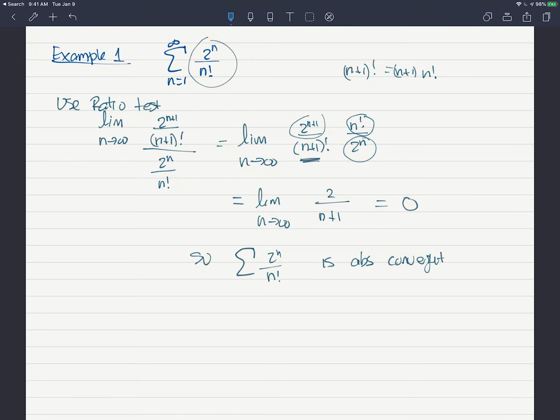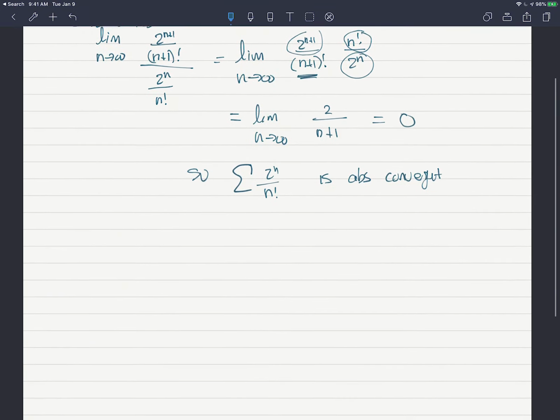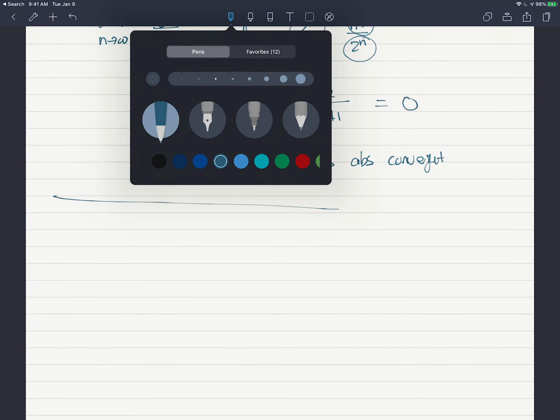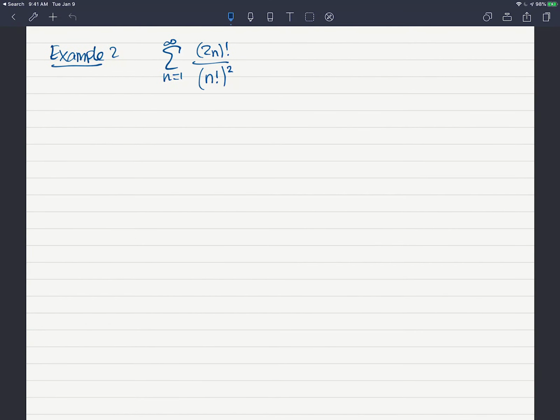I may have time for one more before my time's up, and I can only post 15 minutes at a time. So let me just show you my next example. We're not going to finish this one. This one, if you do it carefully, it's a little bit interesting. 2n factorial on the top, n factorial squared on the bottom. They're both fighting to go to infinity, which goes faster. You have to be a little bit careful to write down what happens on this one. So I'm going to leave it up there, and if you use the ratio test on this one, it's a little bit more interesting than the last one, but it's the same idea.